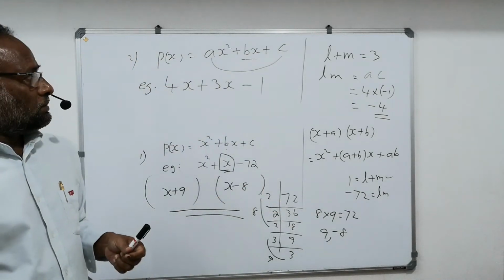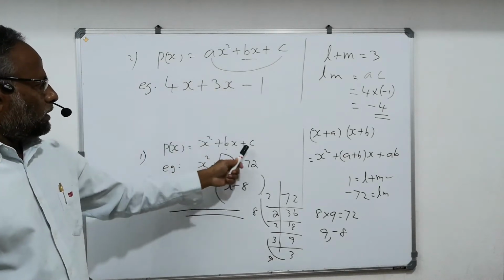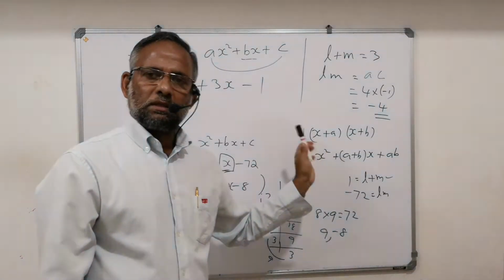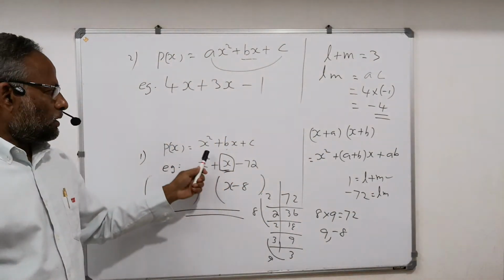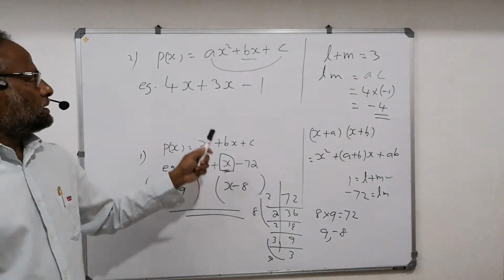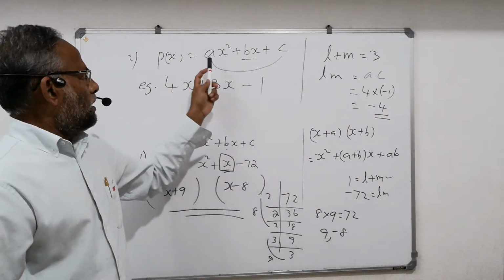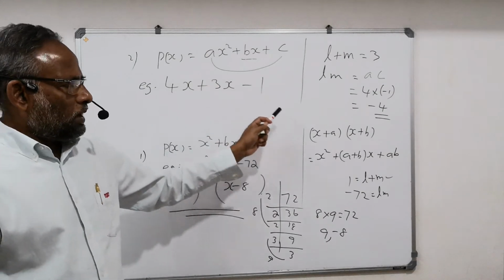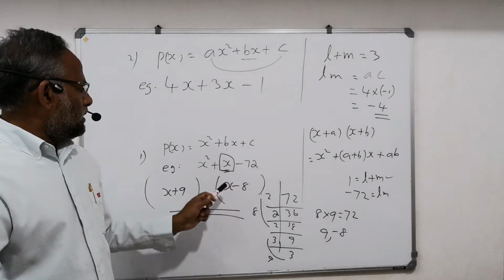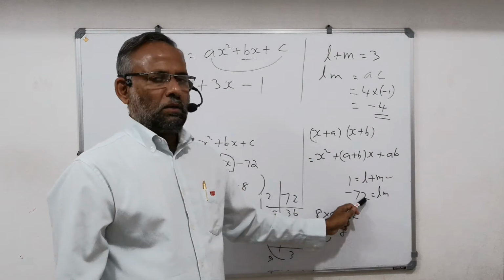Listen here. Before that also, no AC. A was 1 here: 1 into C, 1 into minus 72. This is the general form, AC. I didn't tell that time, because now I am telling. The method is A into C, the product, that is L into M. That is 4 into minus 1, minus 4, and here 1 into C, that means 1 into minus 72, minus 72.